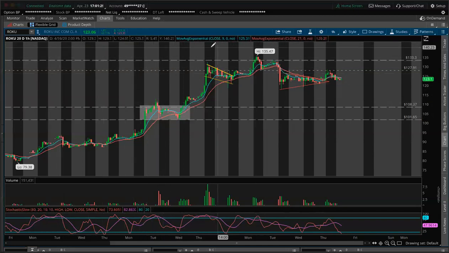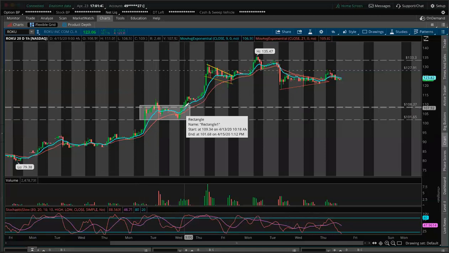Now going back to this range, this is Roku. This is a 1-hour range, right? You can see on Monday we pushed up after the market was over. We pushed up after hours. We stayed there for pre-market and we couldn't break it. We went down, went up, went down, went up.